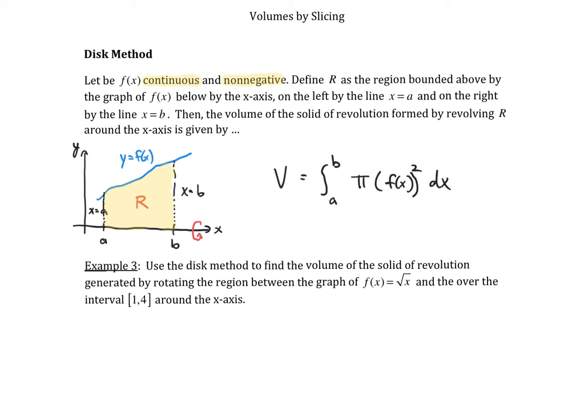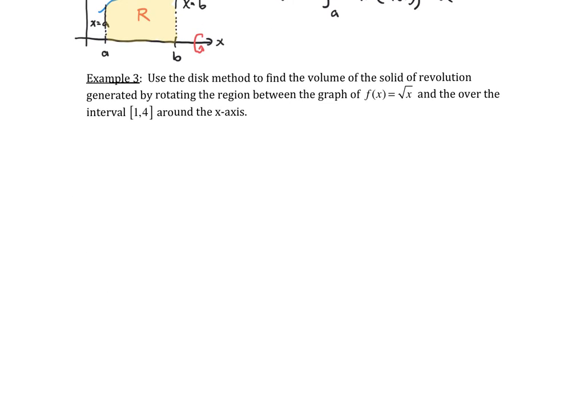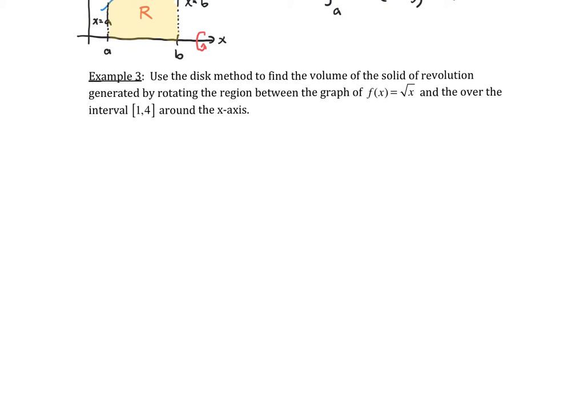Okay, so let us look at an example together. In example 3, it says, use the disk method to find the volume of the solid of revolution generated by rotating the region between the graph f of x equal to the square root of x over the interval from 1 to 4 around the x-axis. So I think the first step we should do is graph the region.